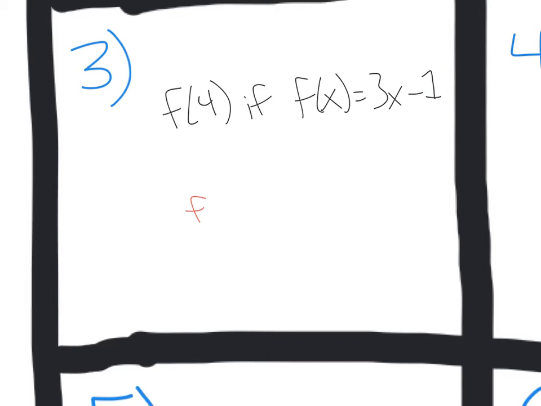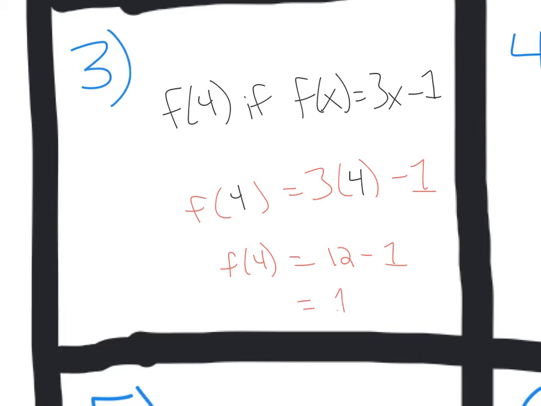So here we go, f of 4 is equal to 3 times 4 minus 1. And once again, we're going to just take this 4 right here and substitute it in wherever we see that x. And that is going to mean f of 4 produces 12 minus 1, which is equal to 11. So we took an input, and it resulted in an output. In particular, we took the input of 4, plugged it into our machine, and out came 11.